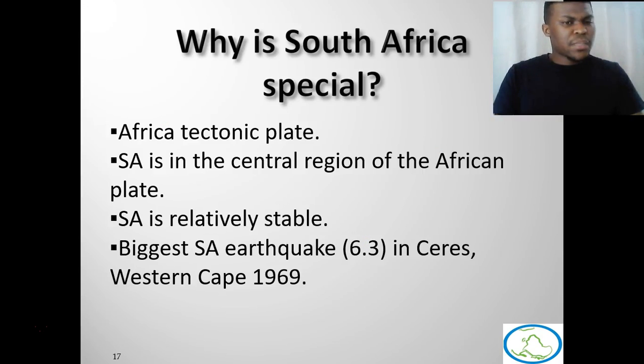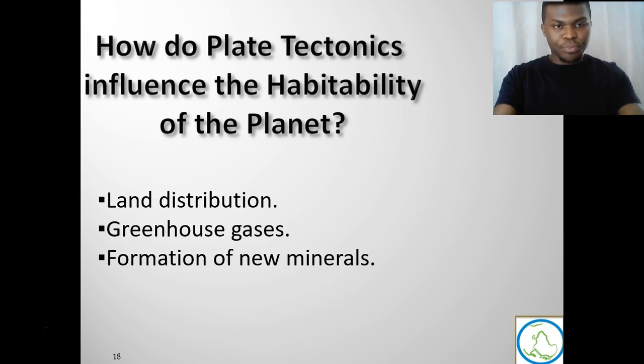So why is South Africa special? South Africa, number one, is located on the Africa tectonic plate, and not only is it located on the Africa tectonic plate, it is located in the central region of the Africa tectonic plate. Therefore, we can conclude that South Africa is relatively stable compared to other places. However, the biggest earthquake that has occurred in South Africa measured 6.3 on the Richter scale in 1969 at Ceres in the Western Cape.